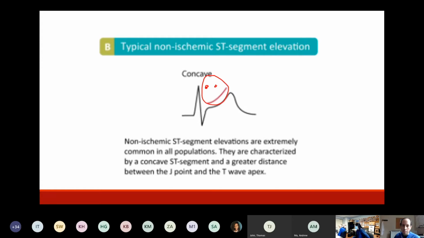This does not always work. You can sometimes be confused with things, but if you just remember, I always mix up concave and convex, the concave up is generally benign, versus people who are having a true STEMI kind of have more of an elevation like this.